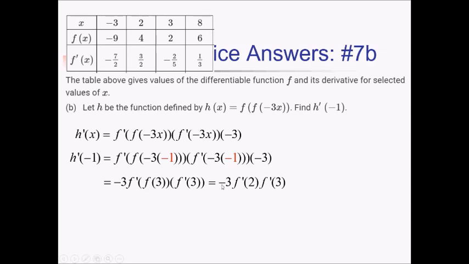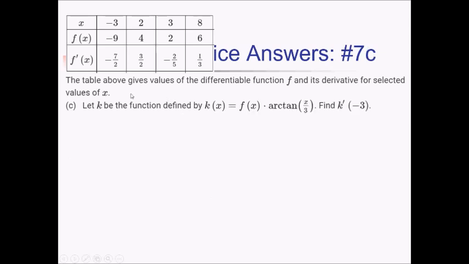Okay, so we've got negative 3 times f prime of 2. f prime of 2 is 3/2. So negative 3 times 3/2. Now we're multiplying by f prime of 3. That's going to be negative 2 over 5. And we can simplify this a little bit. The negatives cancel, the 2's cancel. We've got 3 times 3 over 5, so that's going to be 9/5.